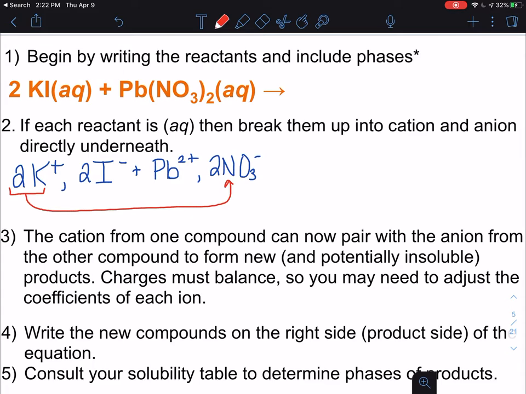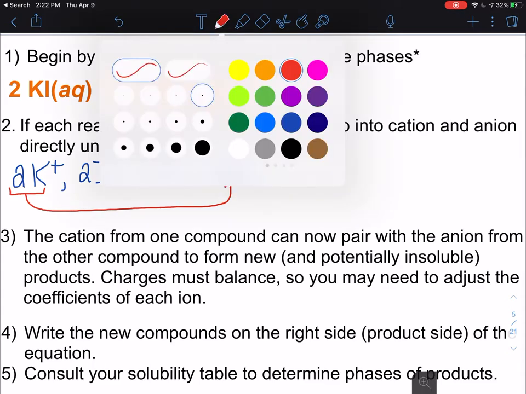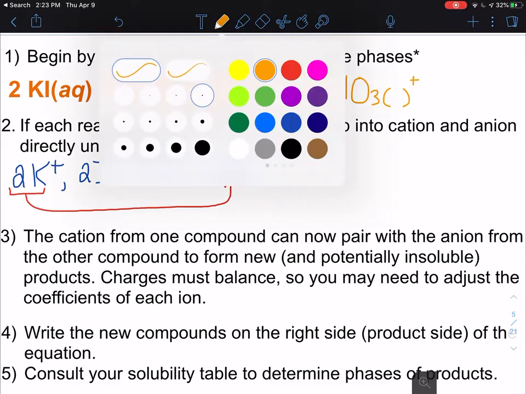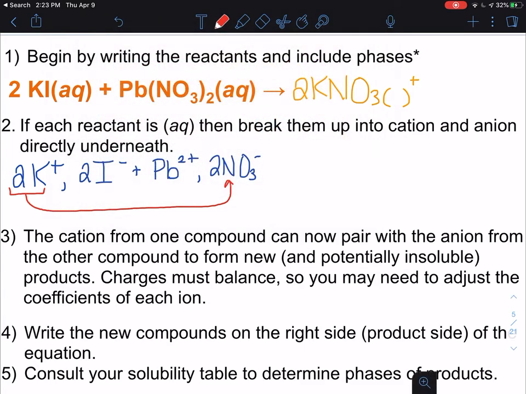So I'm going to go back up to here, and I'm going to write 2KNO3, and I'm going to leave my phases open because I'm going to evaluate that later on. Now we're going to swap the cation and anion from the original 2 compounds.